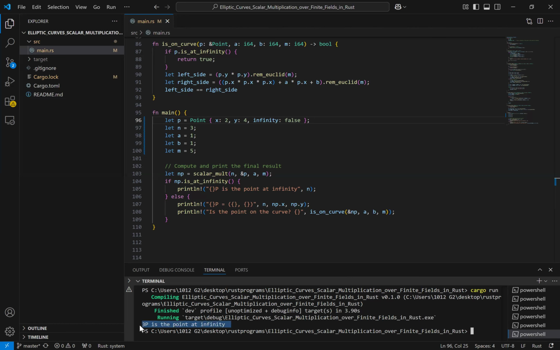So if all those torsion points are put together, they form a group. And this group will be called 3 torsion points, because it is 3 that was multiplied by these points to give us the point at infinity.